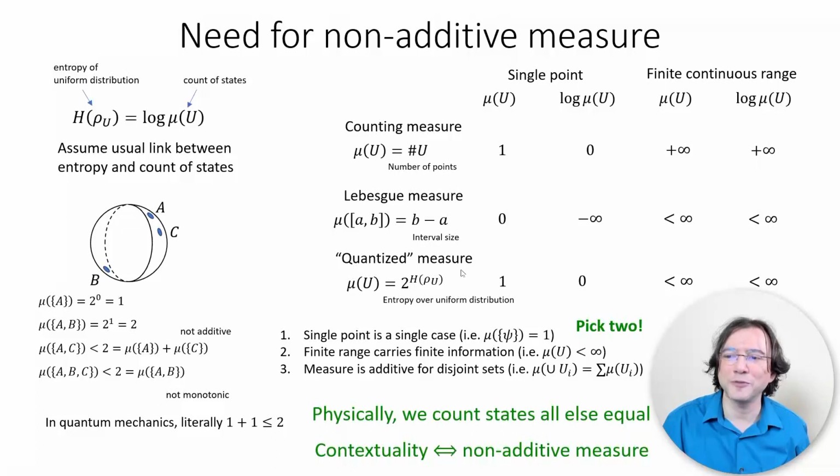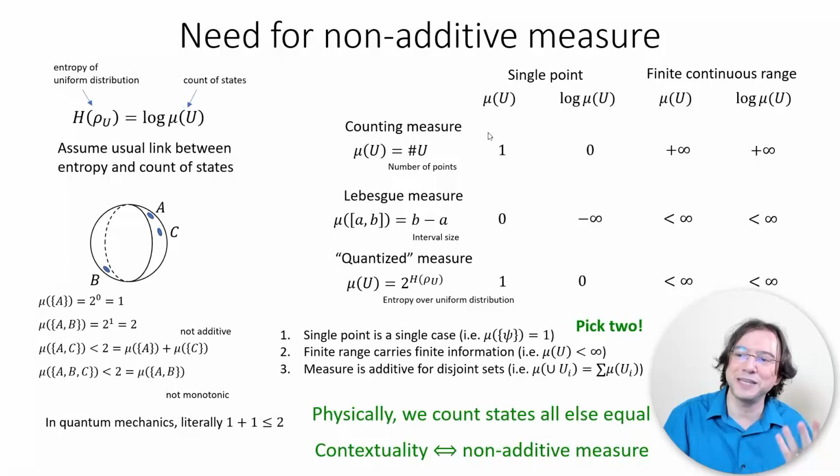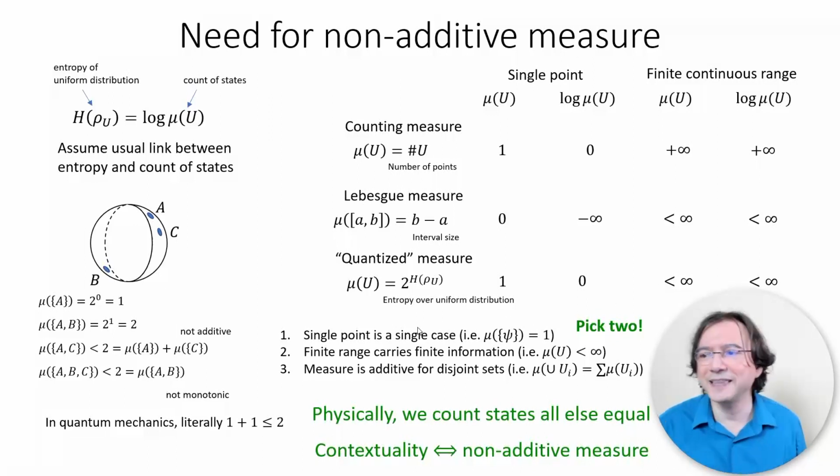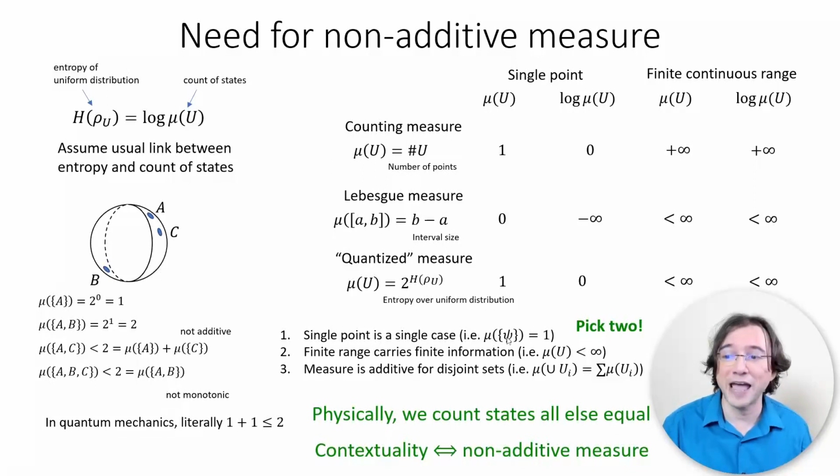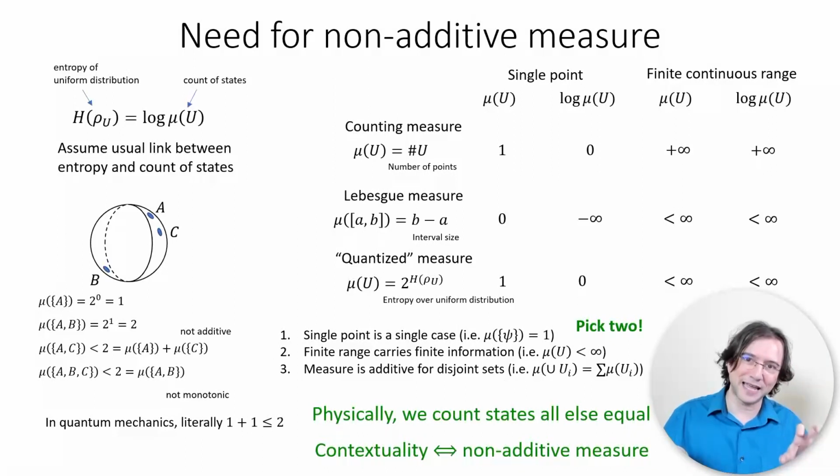What we find in quantum mechanics, if we create this quantum measure, is that a single point will correspond to one state, which means 0 entropy. But if you create a finite continuous range, you will find that this is also finite. So these work like the discrete case for the single point, but like the continuous case for a finite continuous range. The interesting thing here is that ideally, if we had a measure to count states, we would like it to give us 1 for every single point, to give us a finite number for finite ranges, because finite ranges should carry finite information. And we would like the measure to be additive for disjoint sets. If we have two sets that are disjoint, the total number of states is the states in this set plus the states of that set.